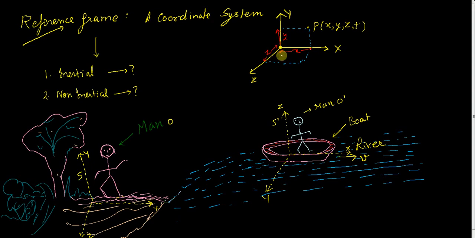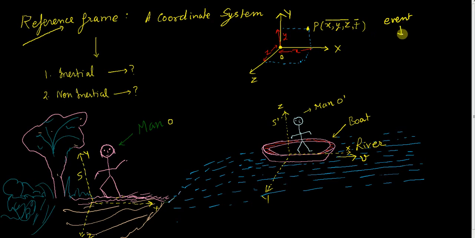This is the origin O, and if there is a point P in this coordinate system, you can define it by the spatial coordinates x, y, z and the time coordinate. So these four coordinates are important to define this point P. Actually, the point is an event, and an event you can define in terms of x, y, z and t. So this is a very important concept here.